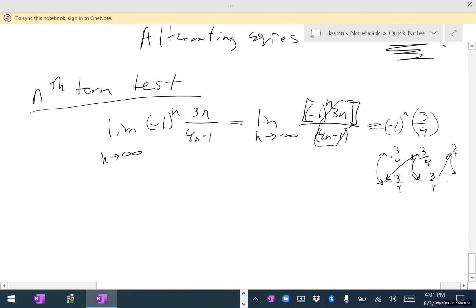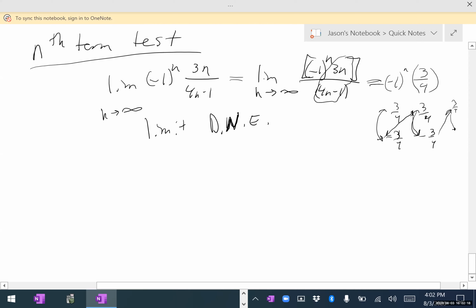And so, does this have a limit? If it keeps bouncing back and forth like this, does it actually have a limit? Well, no, it really doesn't. The limit does not exist. So if the limit does not exist, then what do we know? Then this thing diverges.